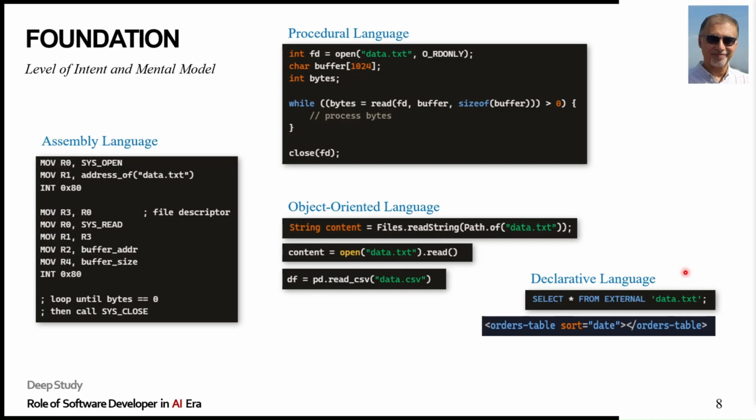SQL is a perfect example. When you write order by name, you don't specify the sorting algorithm, but you still need to understand how nulls sort, how indexes work, and when memory spills happen.